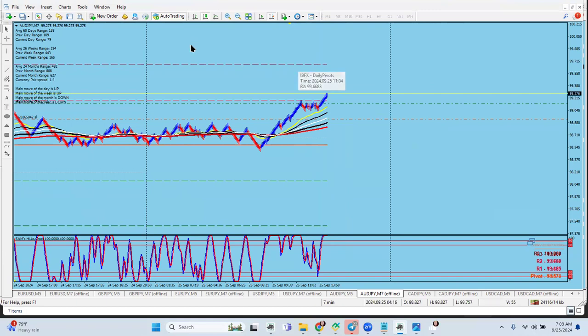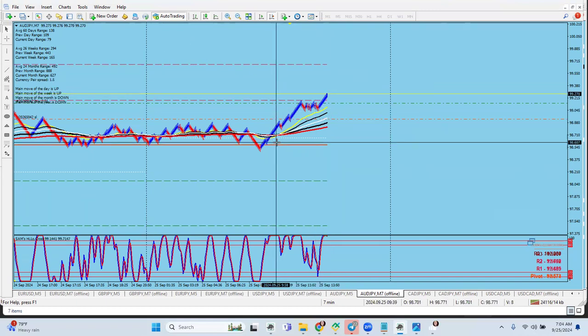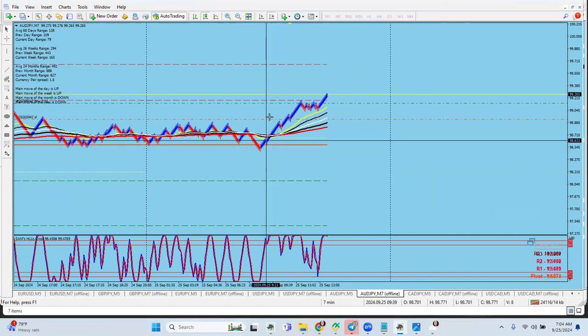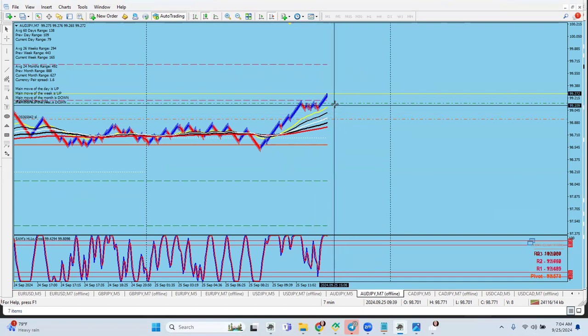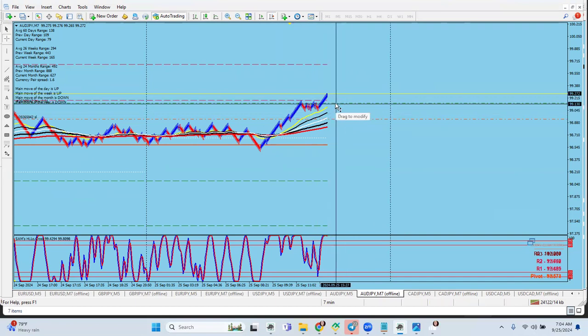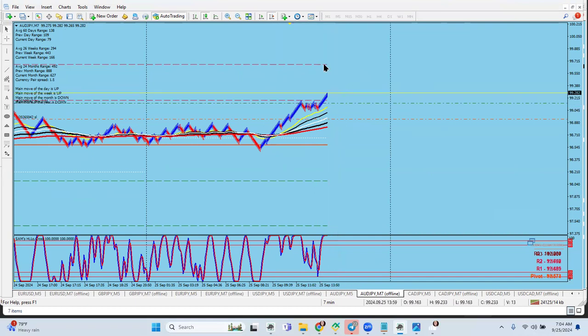Yeah, R2. This pair doesn't have a bigger daily range. So this R1 is already hit. We bounced from the pivot. R1 is gone, and then we might be able to go to R2. So from the entry to R2 would be 50 pip, not bad, right?